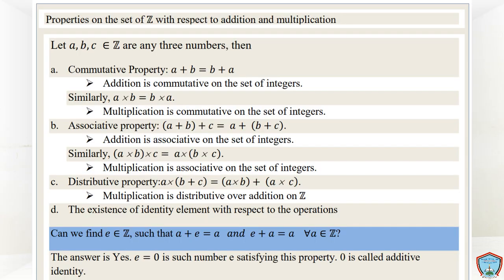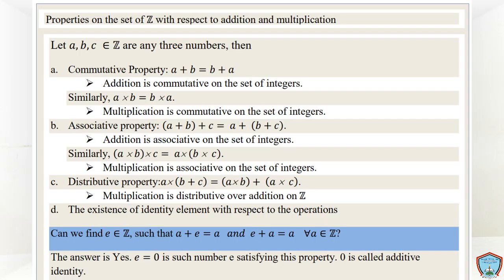The second is the associative property, which allows us to group numbers differently without changing the result. The third is the distributive property, which connects multiplication and addition. This property simplifies calculations and forms the basis of algebraic reasoning.